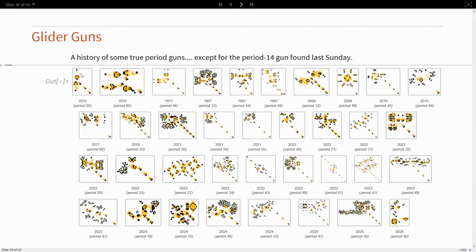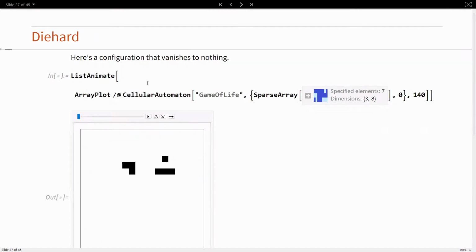The first one being the Gosper glider gun up here, and 2 variations were able to do periods 60 and 46, but it wasn't until 26 years later that a period 24 glider gun was found. And from there, many other glider guns were found using this concept of signals to drive various reactions within a certain period.